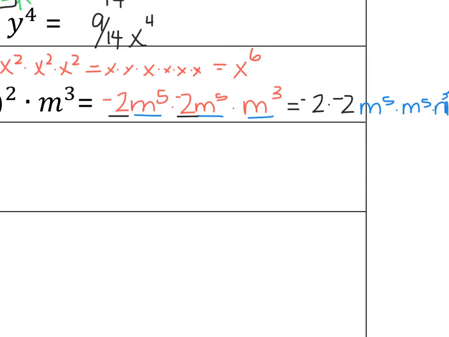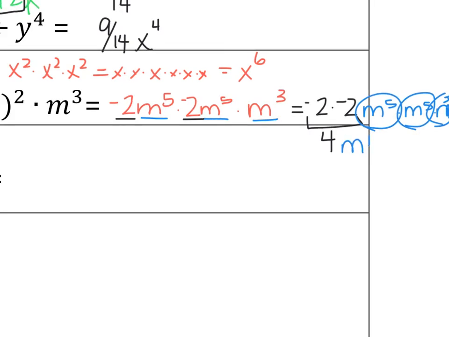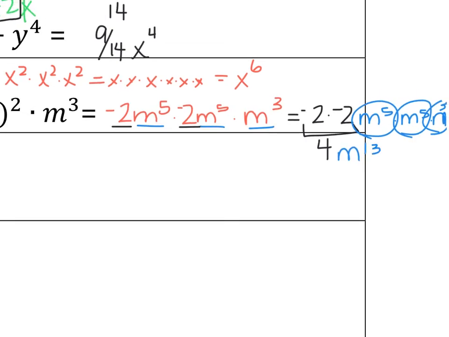That's supposed to be a 3, sorry. Negative 2 times negative 2 is a positive 4. I have 5 m's plus another 5 m's plus 3 more, so that's going to give me 4m to the 13th. If you can't see the 13, it's right there. I'll rewrite it again because it's kind of hard to see. So before, m to the 13th.